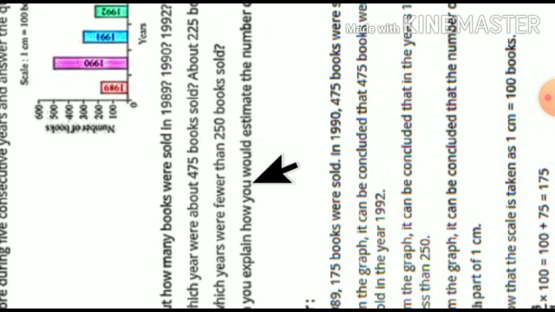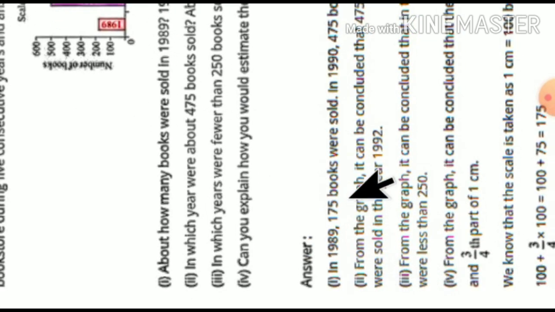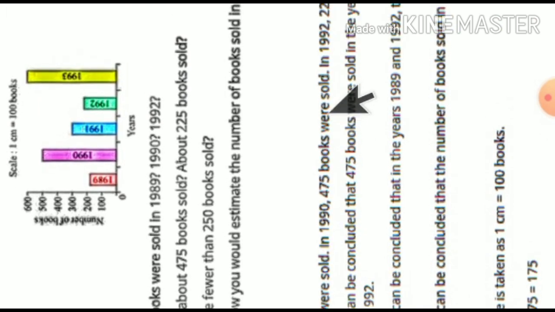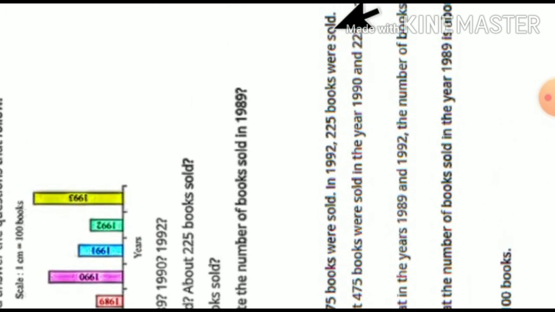Now see 1989, this corresponds to here, so slightly less than 200. And 1990 also corresponds to here, slightly less than 500, and 1992, here it is slightly more than 200. So in 1989, 175 books were sold, in 1990, 475 books were sold, and in 1992, 225 books were sold.